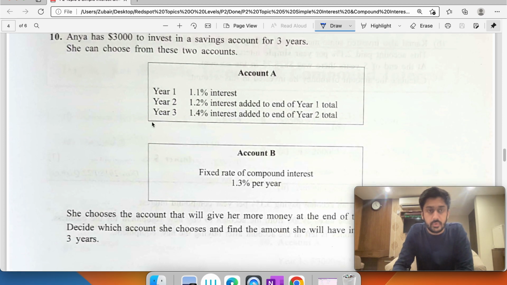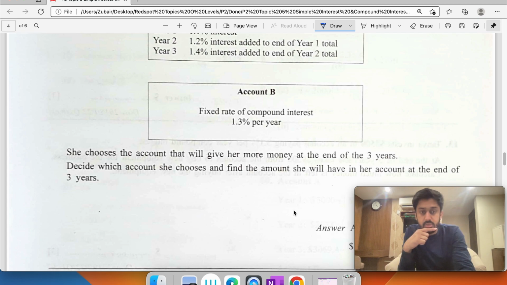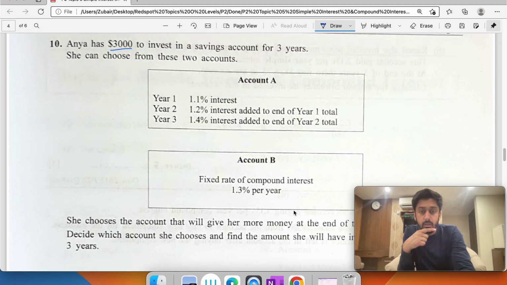Another question for compound interest. Anaya has $3,000 to invest in a savings account for 3 years. She can choose from two accounts, account A and account B. She chooses the account that will give her more money at the end of 3 years. Decide which account she chooses and find the amount she will have in her account at the end of 3 years. Okay.